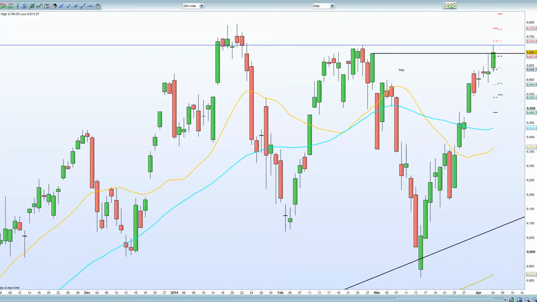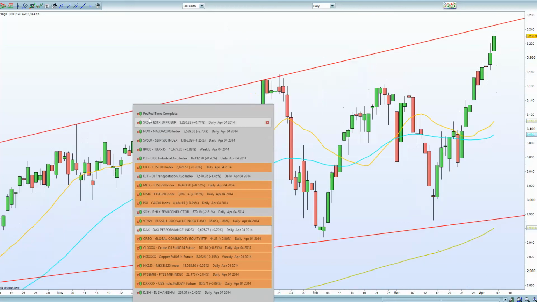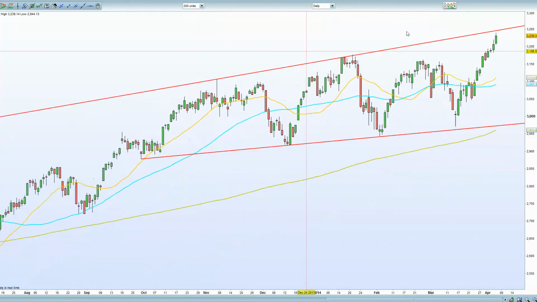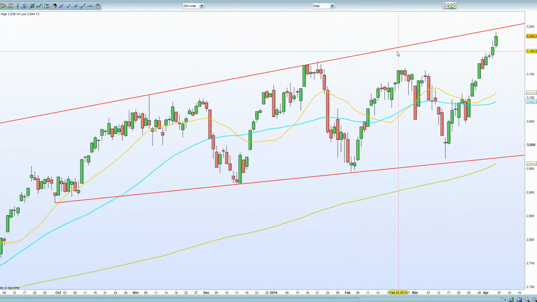Now you can also look at other reasons. You can look at European markets, for example. Obviously, we can see here we were into trendline resistance, so one would presume that the European stock market is going to pull back. Therefore, the Nasdaq is going to pull back.